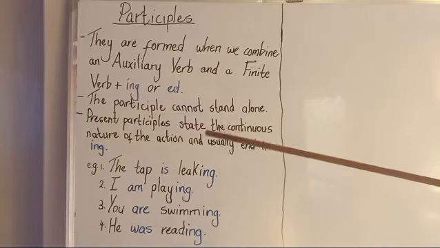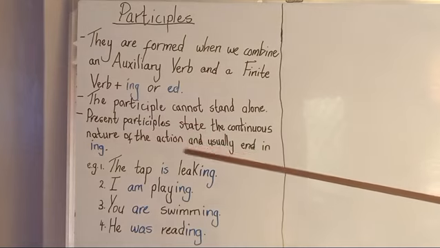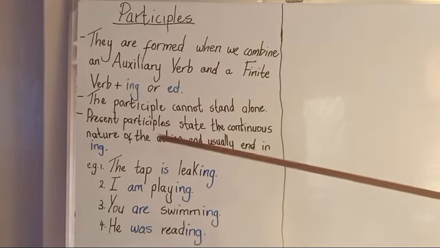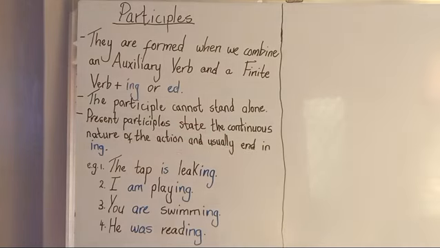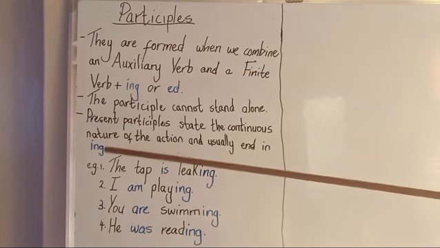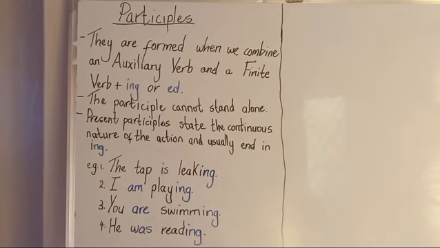Present participles state the continuous nature of the action and usually end in an ing. So the present participle tells you that something is ongoing. As it happens, it is ongoing, and we put an ing at the end of our finite verb.